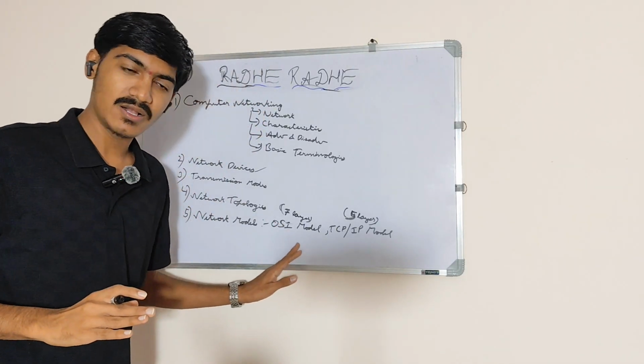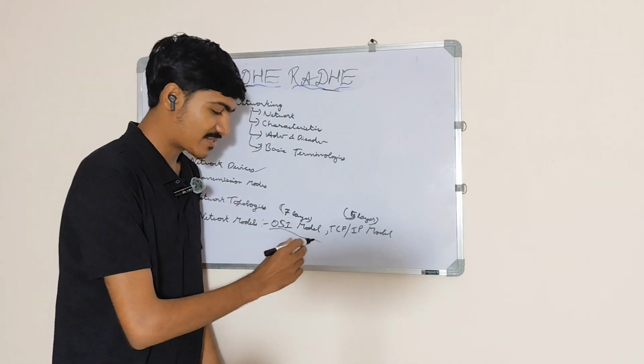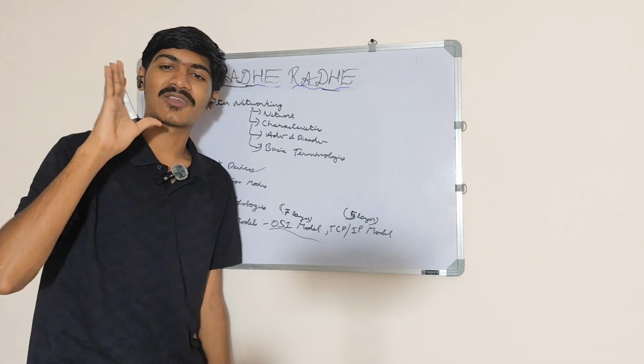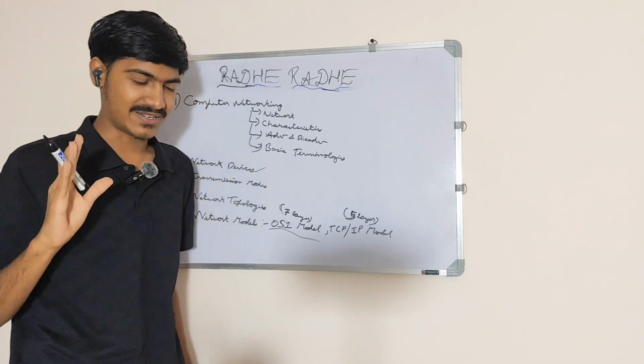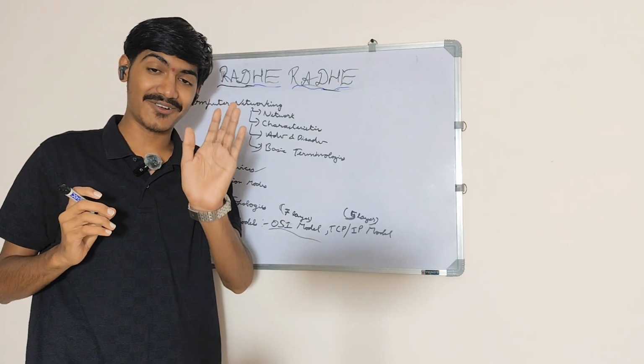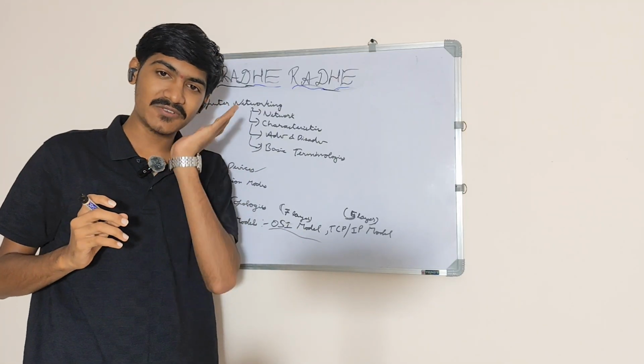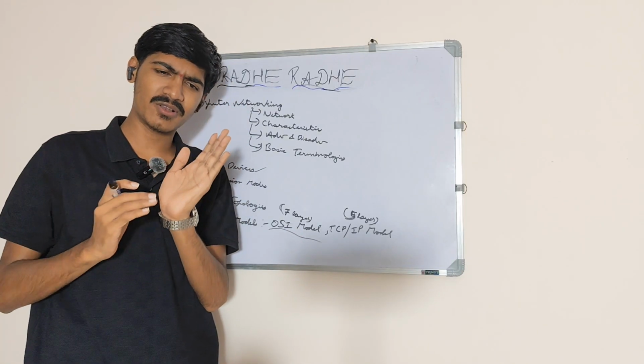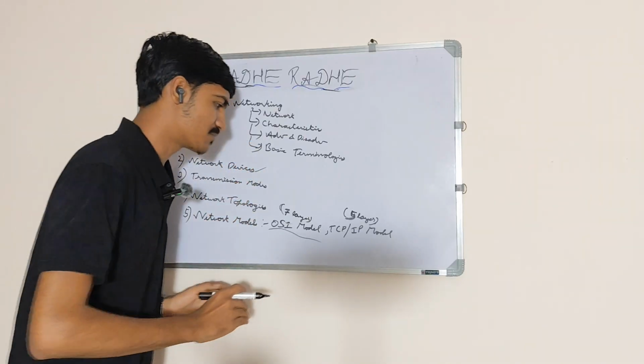When I come to the OSI model, once I start this, it is going to be a roller coaster journey. A roller coaster journey. It will be very good. It will be very interesting, but with complex protocols. But we are going to cover complex protocols in a very easy way.